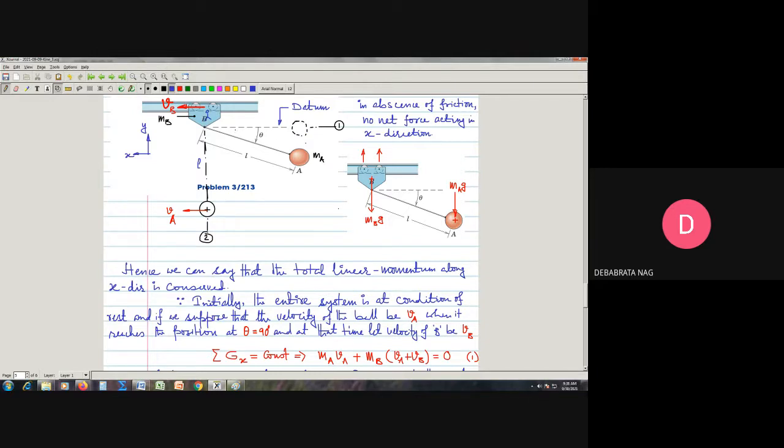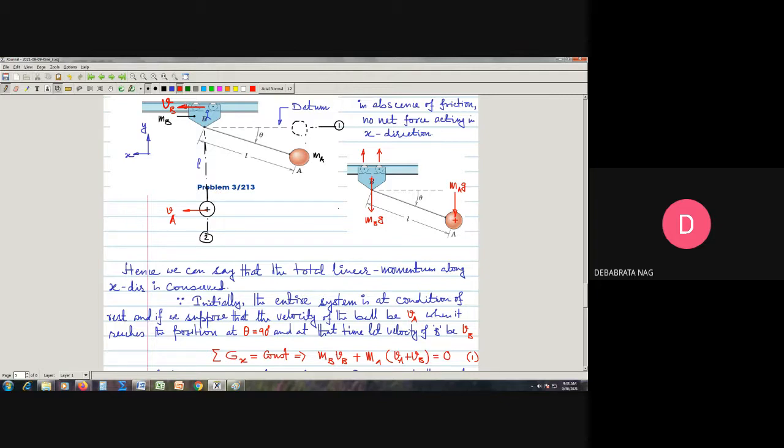And therefore, the total momentum of the system will imply the momentum of this block, which should be mb into vb. So there is some mistake here. So it should be mb into vb. We can write this must be mb into vb. And then we have this, the block A. So this is ma, that is the mass of the block A, into its absolute velocity, and its absolute velocity is obviously VA plus VB.